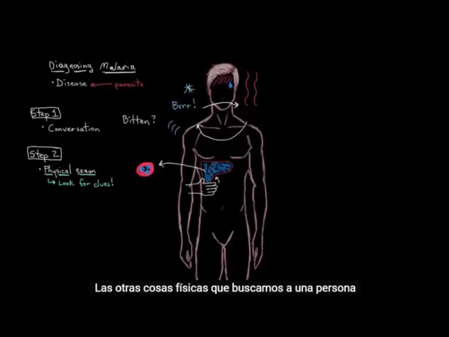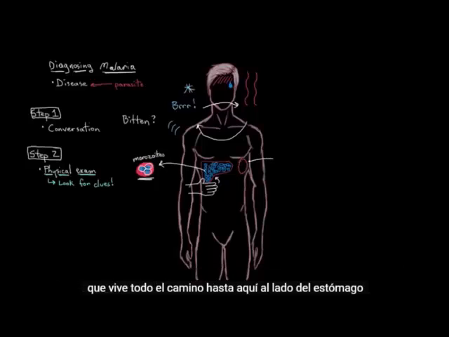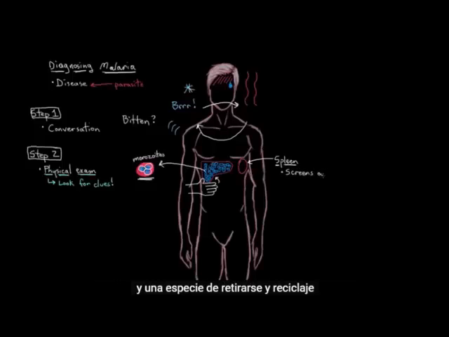The other physical things we look for on a person mostly have to do with red blood cells. Once the red blood cells start to get infected, or once they start to get damaged because of all these merozoites that are infecting them, these damaged red blood cells start to collect in the spleen, which lives all the way over here beside the stomach. And the spleen is responsible for screening our blood and pulling out and recycling any old or damaged red blood cells. So all of these damaged red blood cells are all of a sudden going to start filtering into the spleen. And that'll cause some congestion in the spleen.